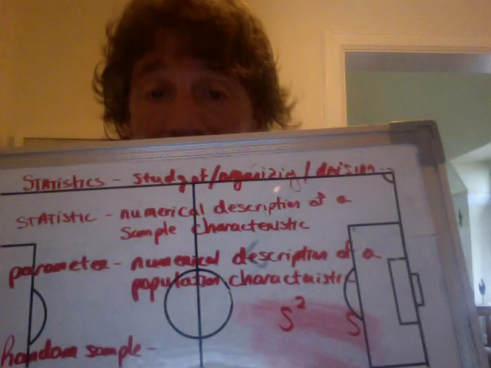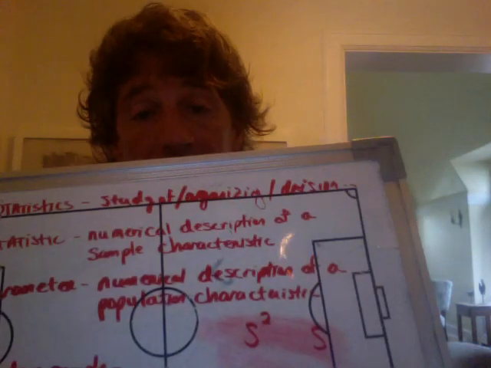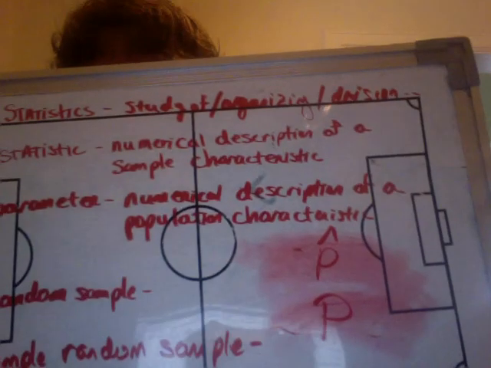We have sample variance and sample standard deviation, and those are denoted S squared and S, respectively. We have sigma squared and sigma. Those are the population variance and standard deviation. And then we have p hat and capital P to stand for proportion or percentage.